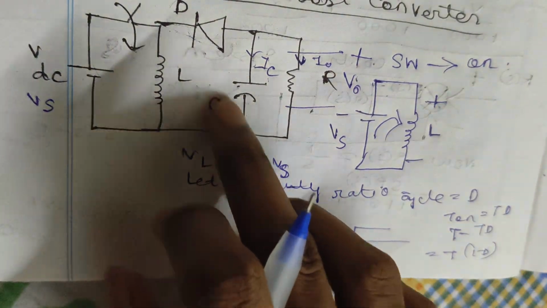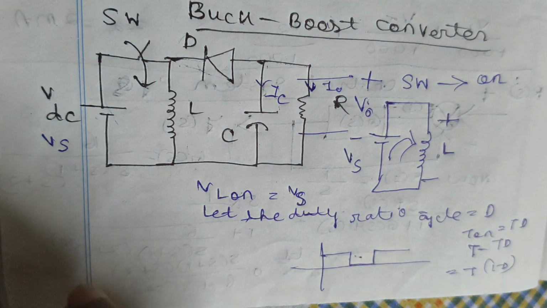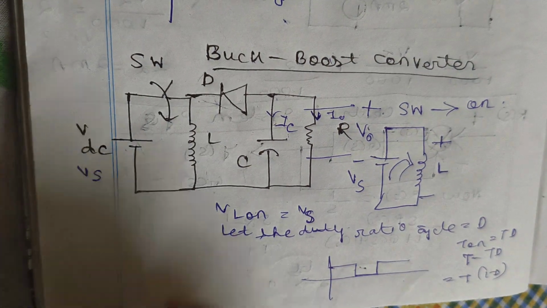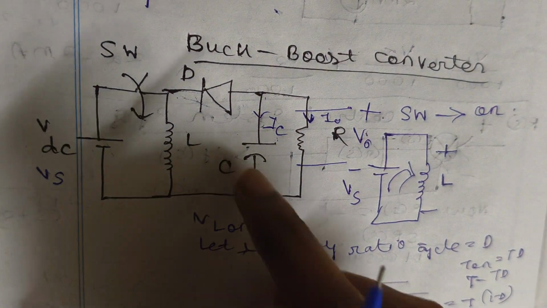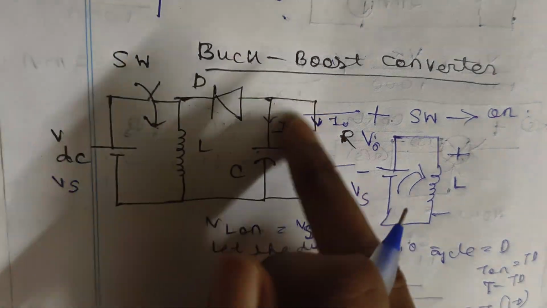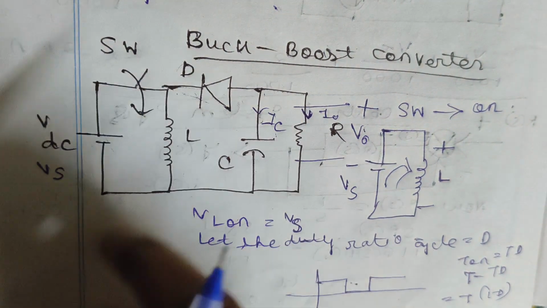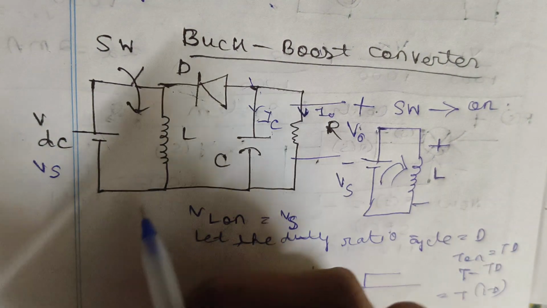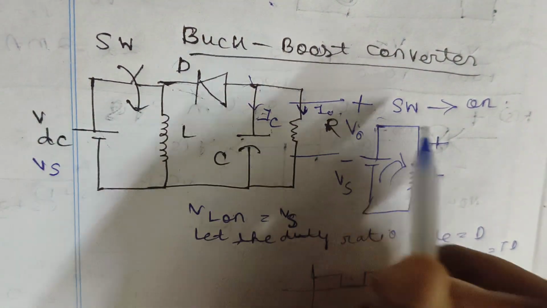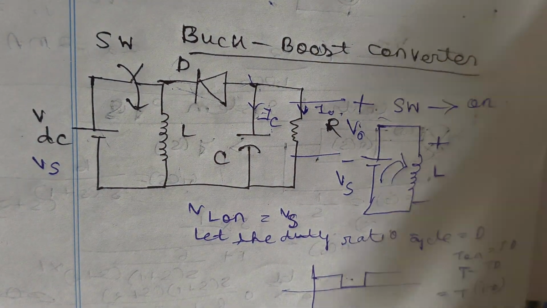IC on means whenever the switch is on, as you see in the diagram, no current passes through the diode, because the diode acts as an open circuit. It is in reverse biased condition, because the cathode is connected to the positive terminal, as you can see clearly. The capacitor that was initially charged will supply current through the output R. Applying KCL, the incoming current is 0, so 0 equals IC plus I0. So IC will be equal to minus I0, the negative of the output current, as per the conventional direction.